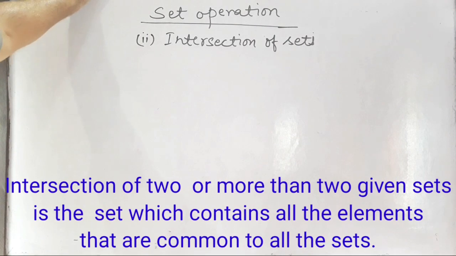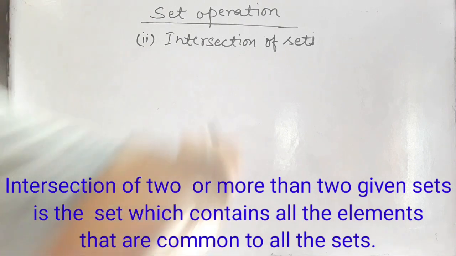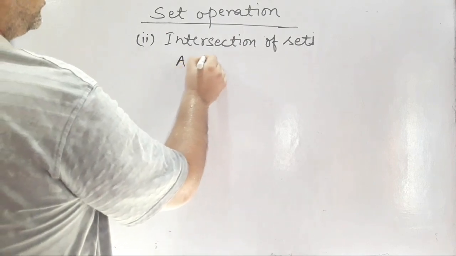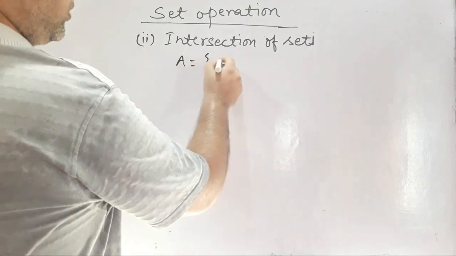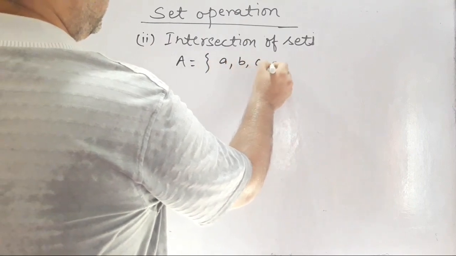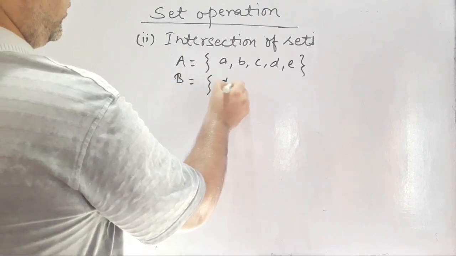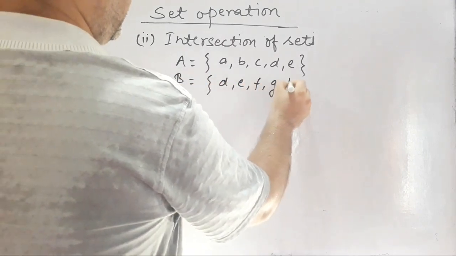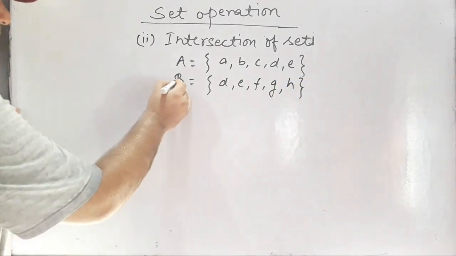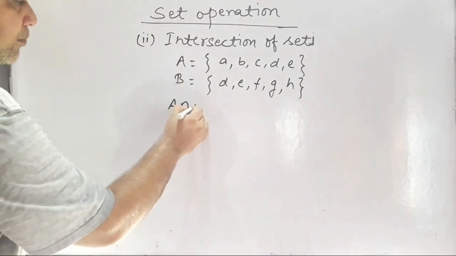When the common elements of two or more than two sets are listed separately, then such an operation is called intersection of sets. Remember, this is the operation in which the common elements of two or more than two sets are listed in a separate set. Let's understand by example. The set A contains the elements a, b, c, d, e. There is another set B containing the elements d, e, f, g, h. Then we write A intersection B.